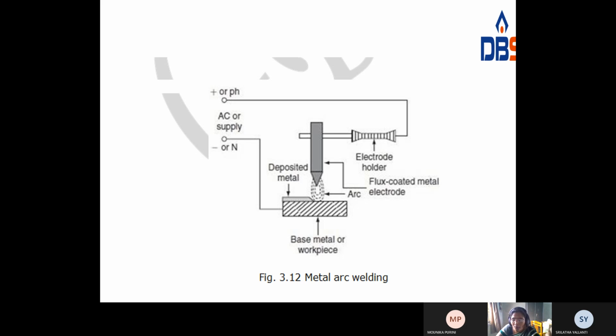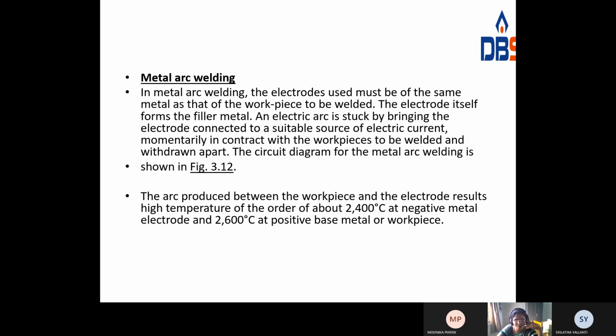So here there is no problem in filling this metal, because you use the same metals. The base metal is the same, and the electrode is also the same metal as the base metal which is to be welded. That's why this is called metal arc welding.